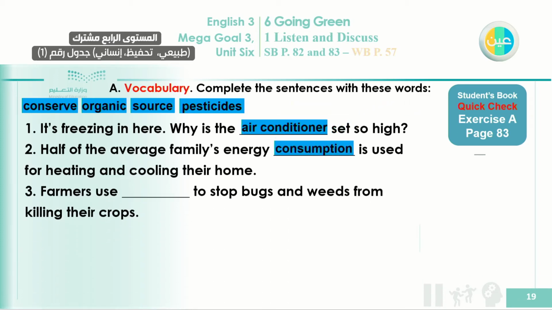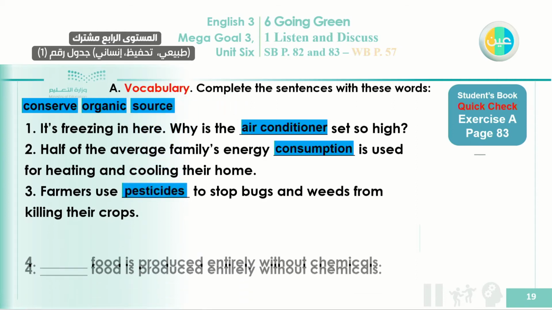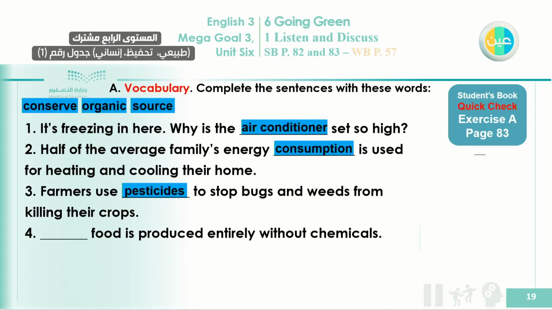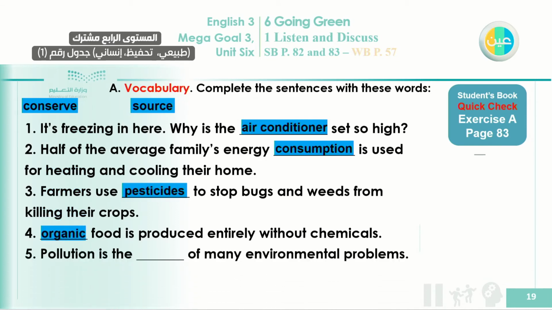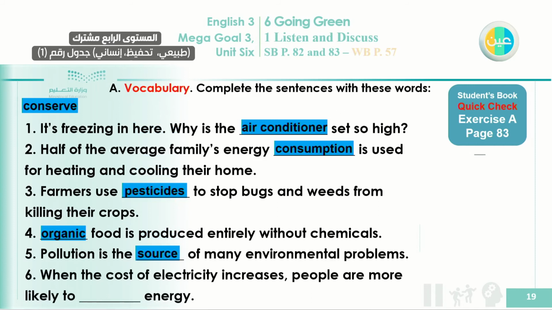And number 3, farmers use this to stop bugs and weeds from killing their crops. Let's see, what is it? It's pesticide. Number 4, food is produced entirely without chemicals. What is this? It's organic. And number 5, pollution is the source of many environmental problems. Let's see, it's source. Very good, excellent guys. What about number 6? When the cost of electricity increases, people are more likely to, let's see, conserve energy.